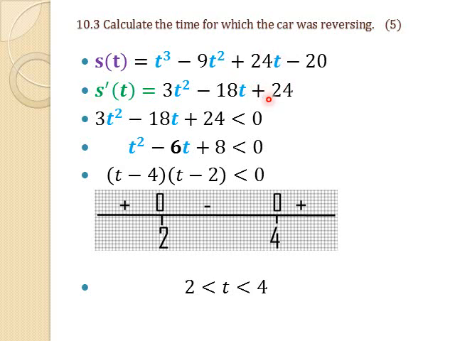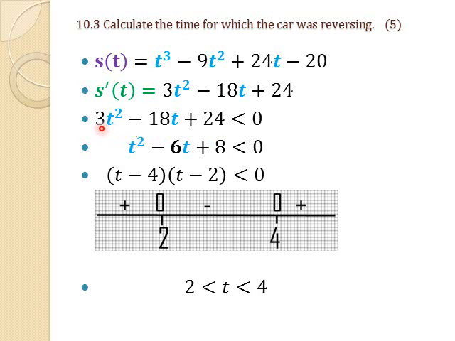1 minus 1, t to the power 0 falls away. And minus 20, because it's a constant, becomes 0, so therefore not part. So for the car to reverse, that means the velocity must be less than 0, meaning my velocity must be negative. So therefore I write 3t squared minus 18t plus 24 less than 0.